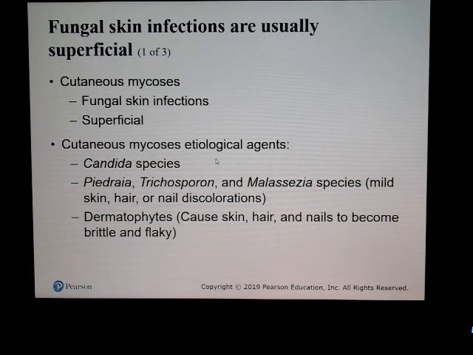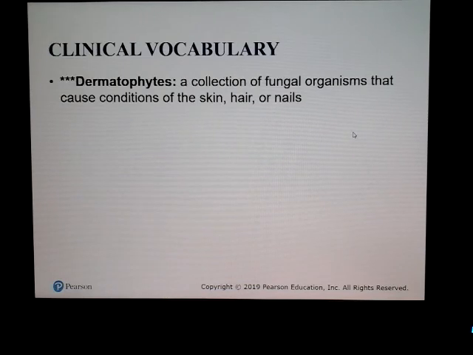Now, we can have fungal infections of the skin too, and those are what we call cutaneous, and they're just superficial. And a lot of the fungal infections, guys, are caused by Candida albicans. Dermatophytes are also common as well. These will cause skin, hair, and nail infections, and they'll become brittle and flaky.